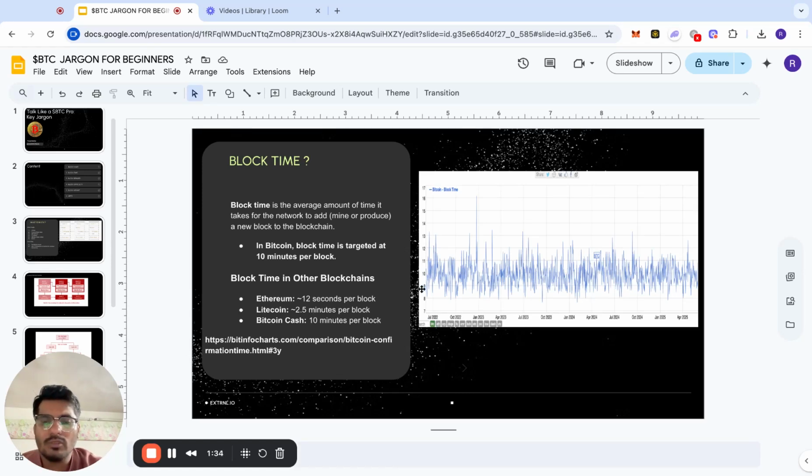You can also see here the block time for other protocols. Ethereum is roughly around 12 seconds. Litecoin is 2.5 minutes. Bitcoin Cash is 10 minutes. There are other protocols which are very fast, but they have a different consensus mechanism, and there are different issues surrounding them. So every technology has its own pros and cons. Let's move to the next slide.